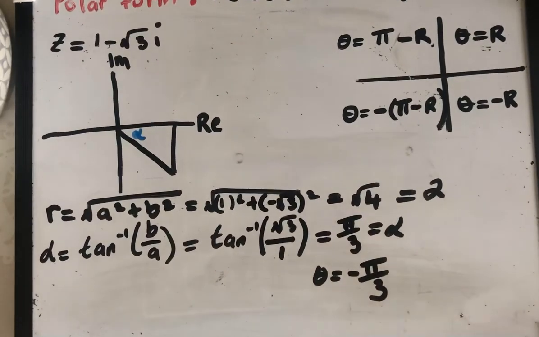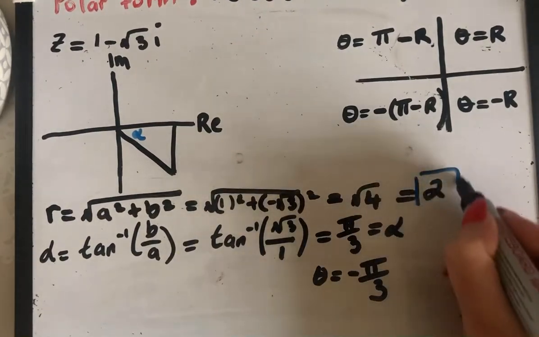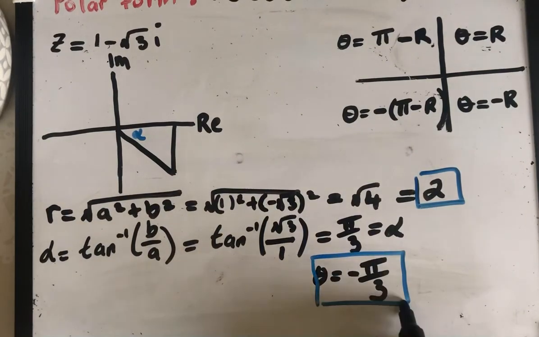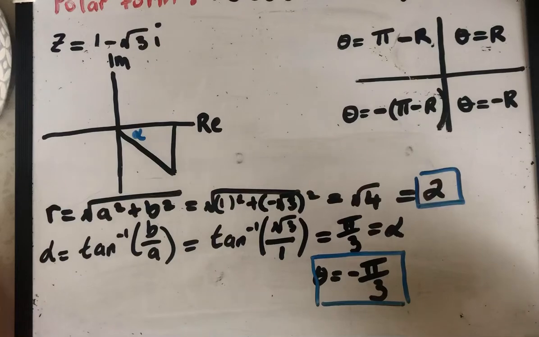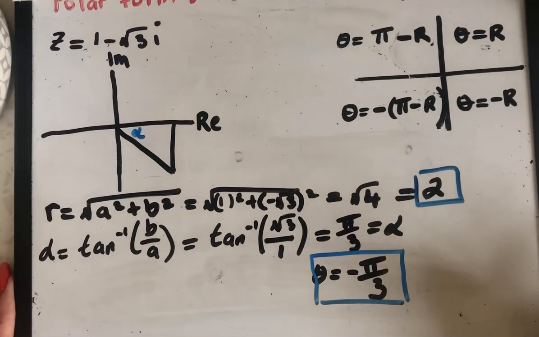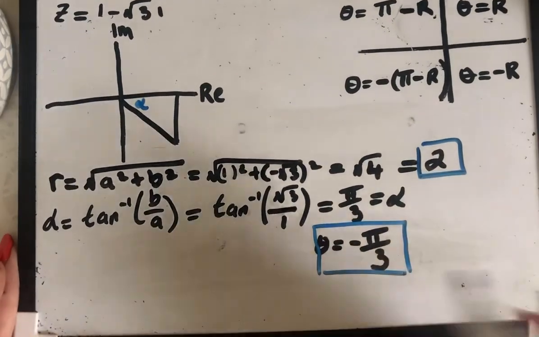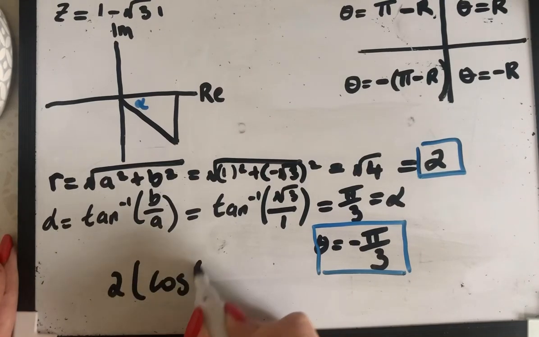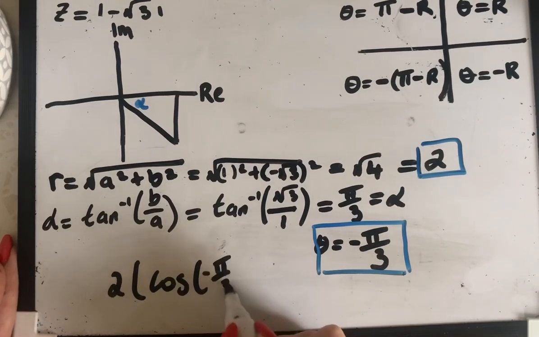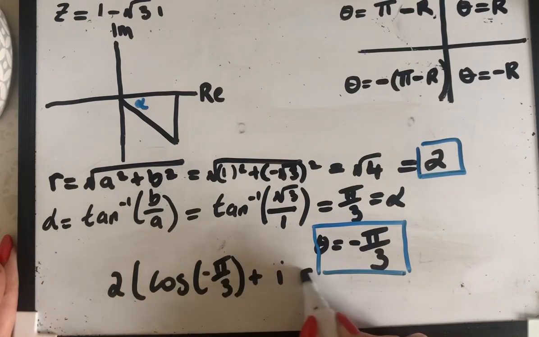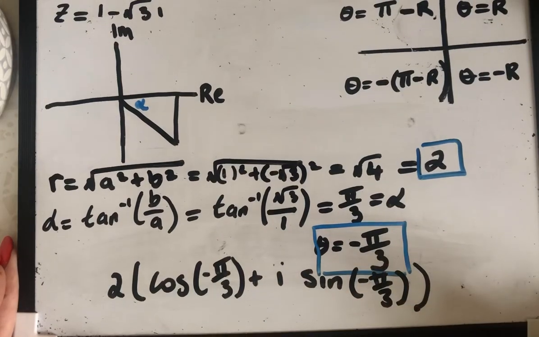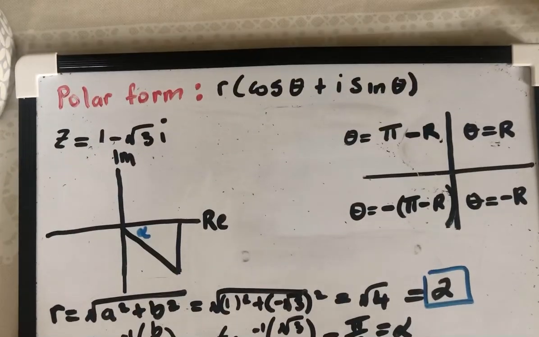So now we have our values. We have our r, which is 2, and we have our theta, which is minus pi over 3. And we're going to input these values into our r cos theta plus i sine theta. So r cos theta plus i sine theta. So there we have our polar form for 1 minus root 3i.